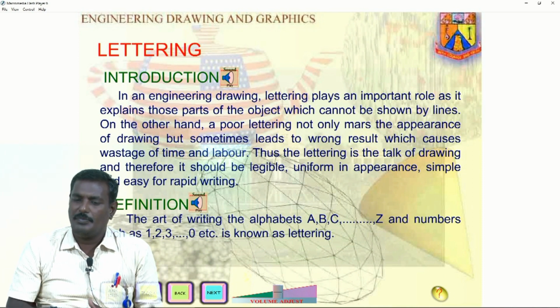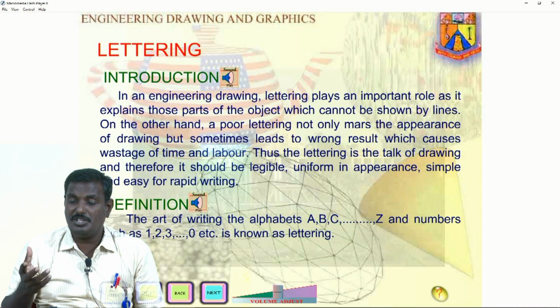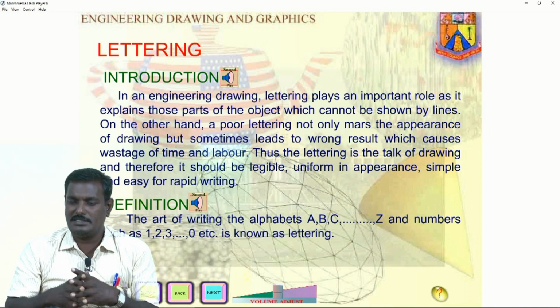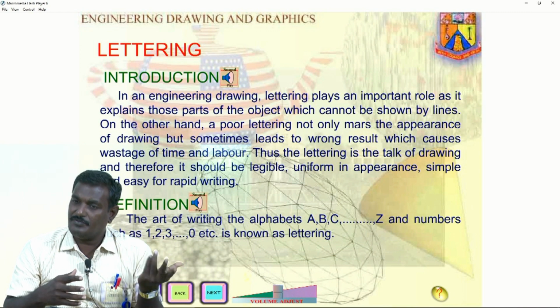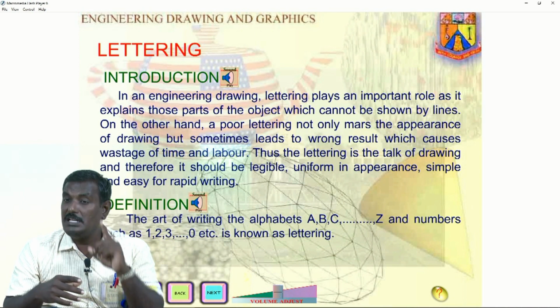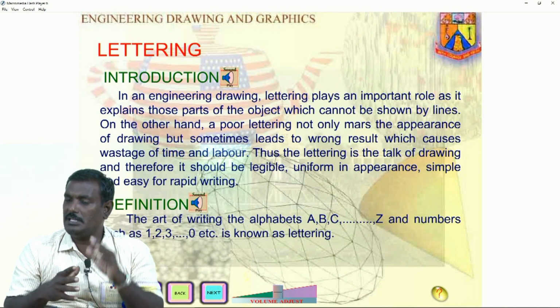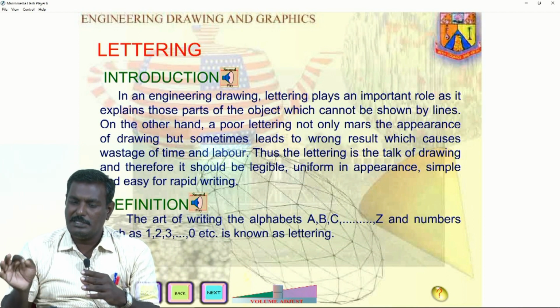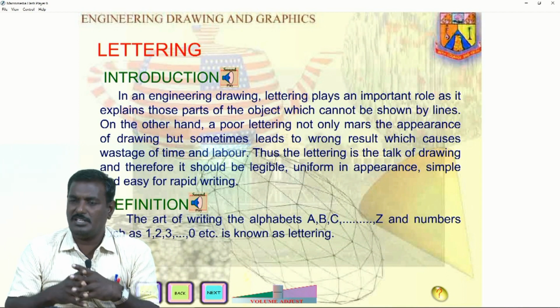On the other hand, poor lettering not only mars the appearance of a drawing, but sometimes leads to wrong results, which cause waste of time and labor. Thus lettering is the talk of drawing, and therefore it should be legible. It is very important: legible, neat, uniform in appearance, simple and easy for rapid writing.